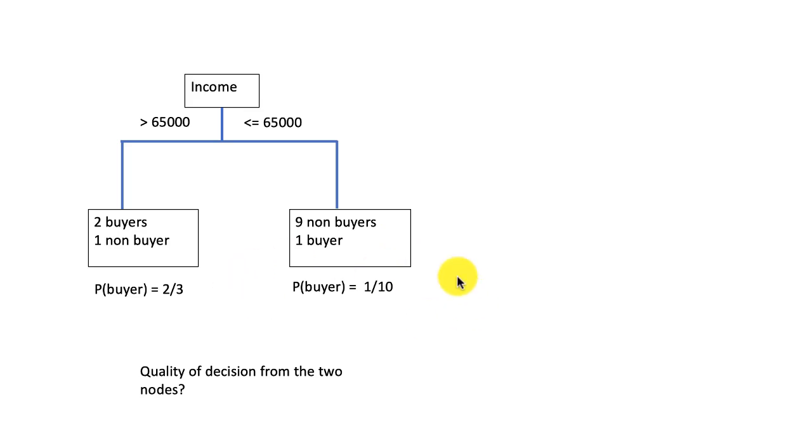And therefore, we would feel a little more comfortable saying that a person whose income is less than 65,000 will not buy the product than we would be in saying a person whose income is greater than 65,000 will buy the product. Okay, so that's what we are saying.